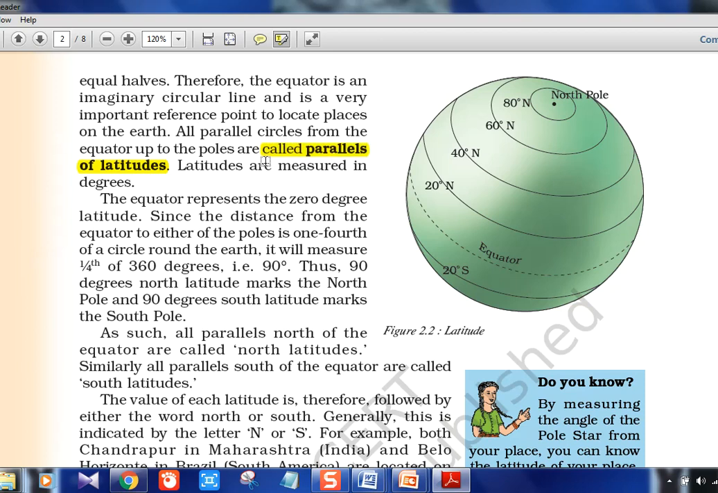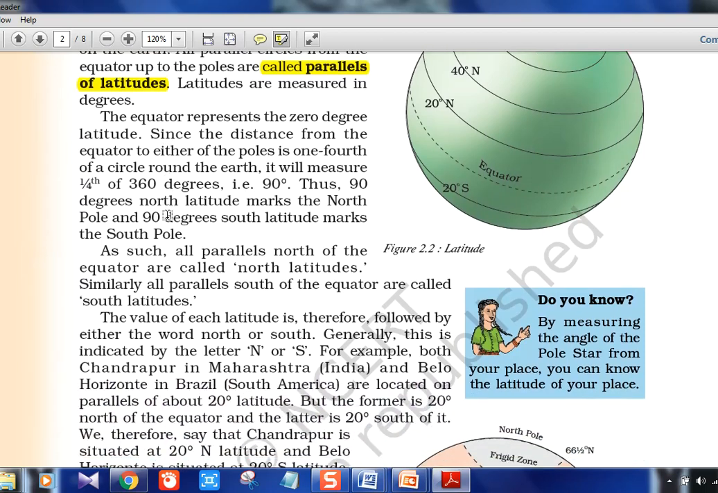Why is this important? We can locate different places on the earth by these degrees, like 20, 40, 60. At the north it will be 90 degrees, and south also 90 degrees. So 0 to 90 north, 0 to 90 south. This is the first set of lines which pass through the earth's shape. The equator represents the 0 degree latitude, same thing I told. So that is the 90 degree concept.